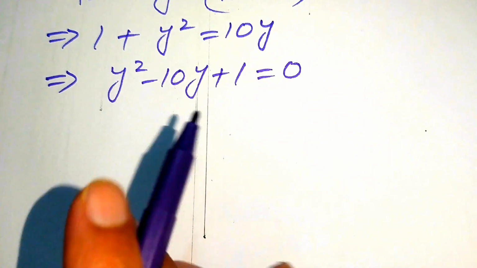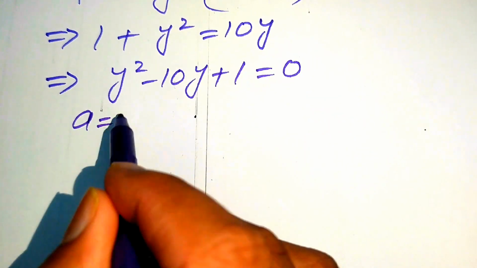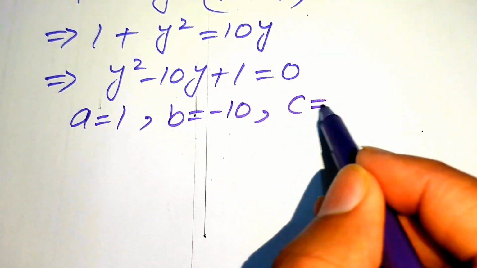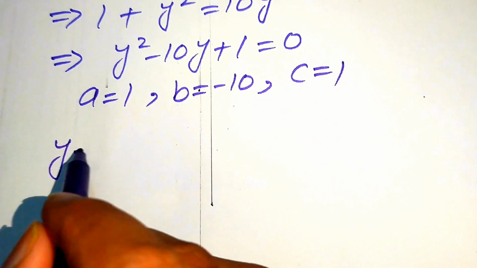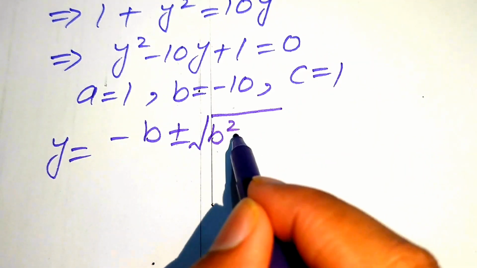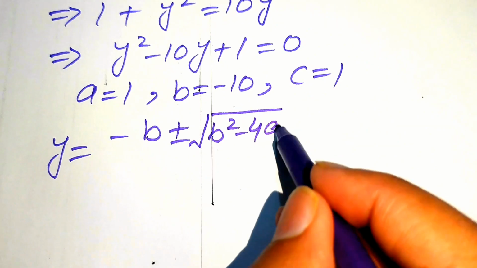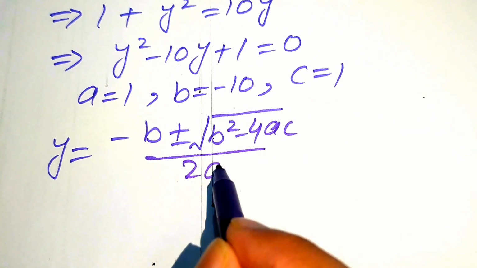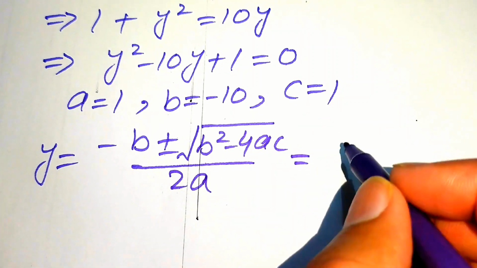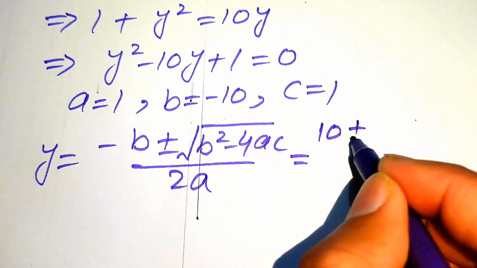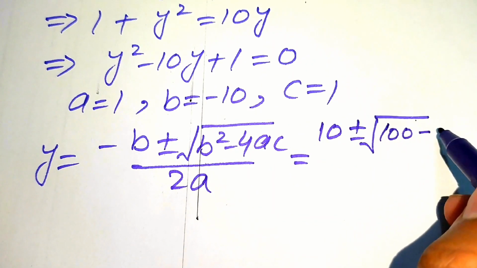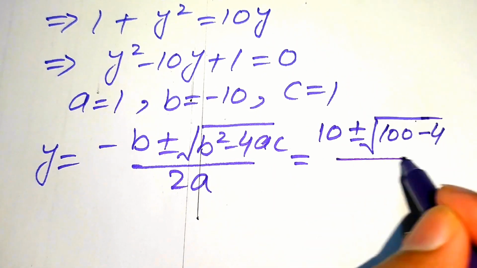So here we use the quadratic formula, and the coefficients are a equals 1, b equals minus 10 and c equals 1. The quadratic formula is minus b plus or minus square root of b squared minus 4ac, divided by 2a. Now we substitute all the values of a, b and c here and we get 10 plus or minus square root of 100 minus 4, divided by 2.